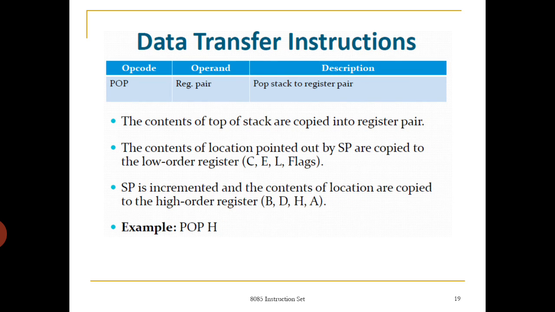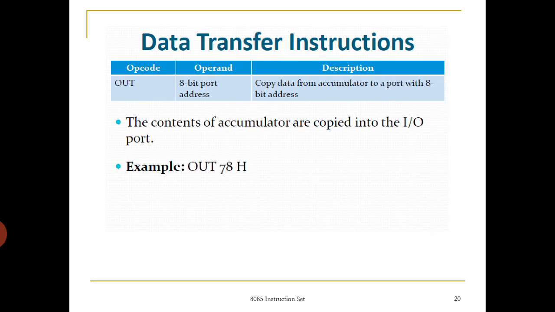Then pop. Push means it adds the content and pop means it deletes. The pop register pair pops up the stack into the register pair. The contents of the top of the stack are copied into the register pair, and the contents of the location pointed to by SP are copied to the lower order byte, that is C, E, L, flags, and SP is incremented, and the contents of the next location are copied to the higher order register, that is B, D, H, A. For example, POP H. Okay.